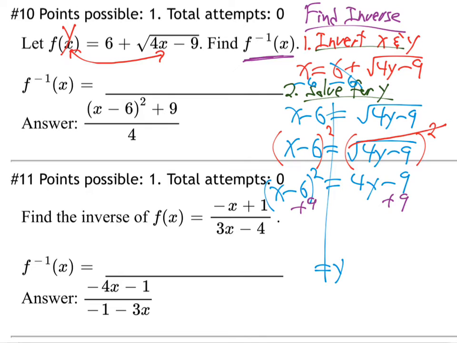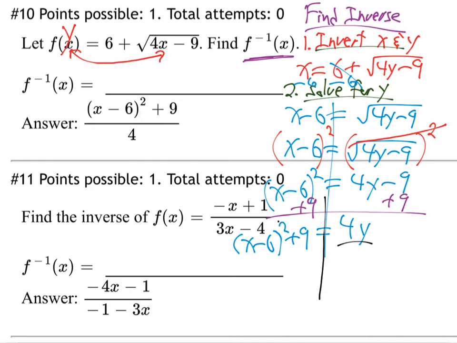We're trying to get the y alone. Add the 9 to both sides. And so 4y is x minus 6 squared plus 9. And whoop, did the wrong thing there. And we're almost done. Last step to get y alone, divide by 4.